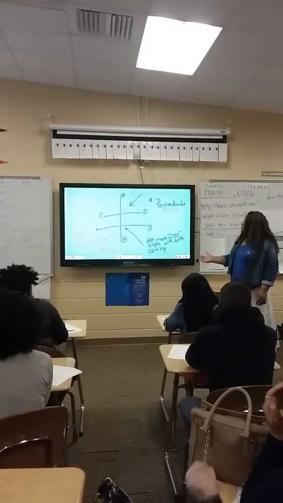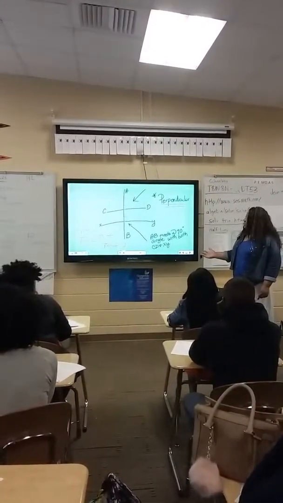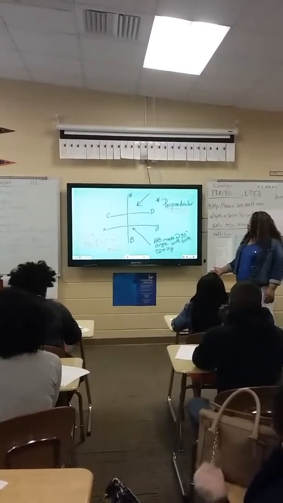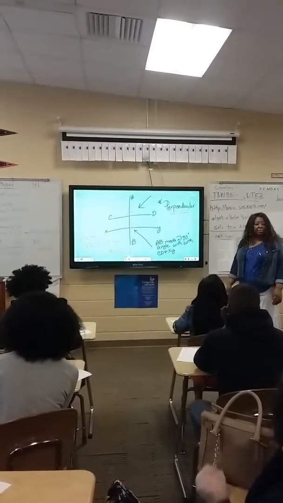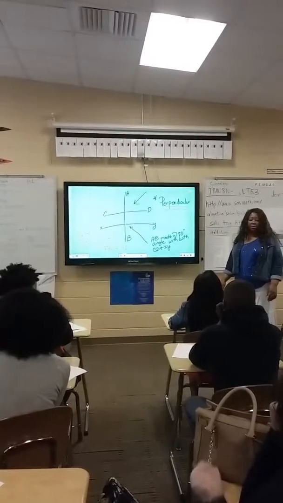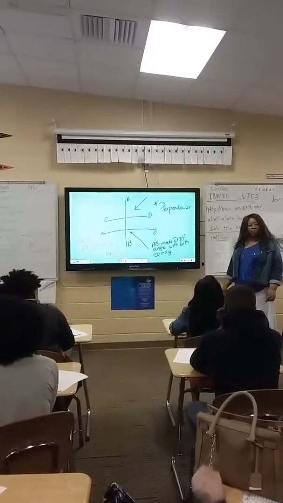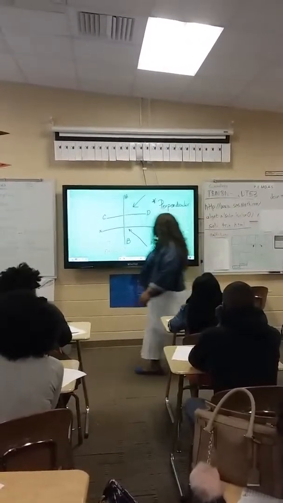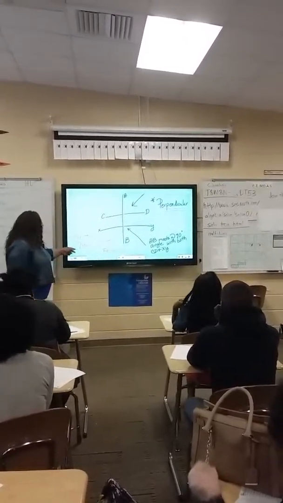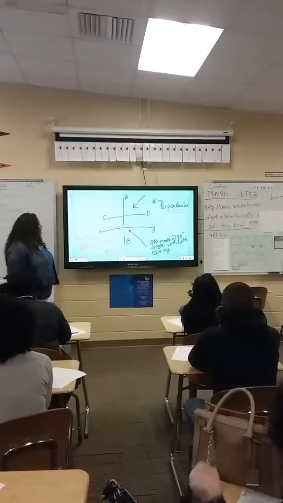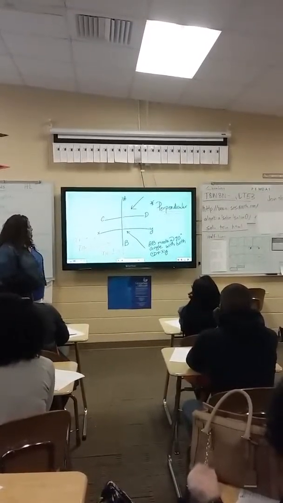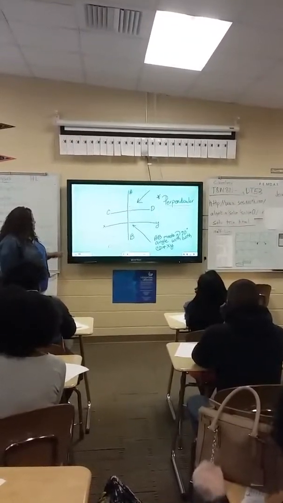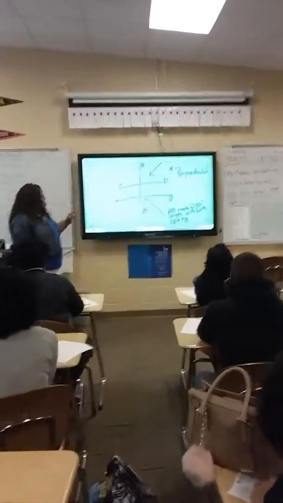Here is an example of perpendicular lines. Can anybody tell me where it meets? What angle? A 90-degree angle, but which lines is it meeting with? CD and XY. Okay, you see CD and XY. So we write it as AB is perpendicular to CD and AB is perpendicular to XY.